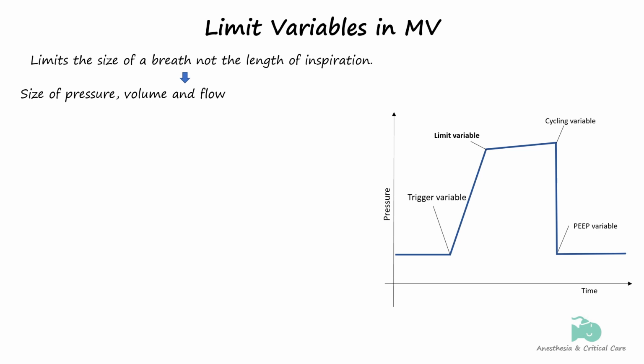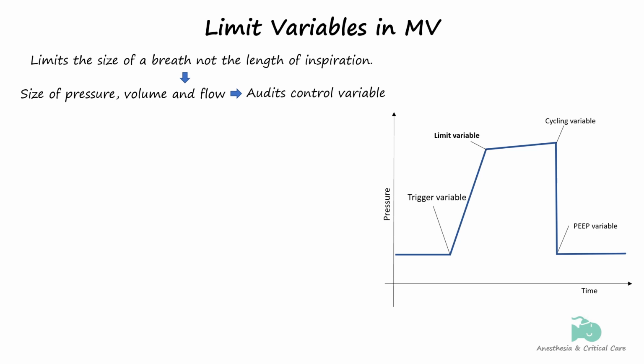Limits are set to make sure all the other variables don't go out of control in the process of achieving the control variable. Control variables are parameters that the clinicians aim to achieve during the breath. For instance, during volume control ventilation, the clinician sets a tidal volume as a control variable. The ventilator will make sure that the patient receives the set tidal volume.